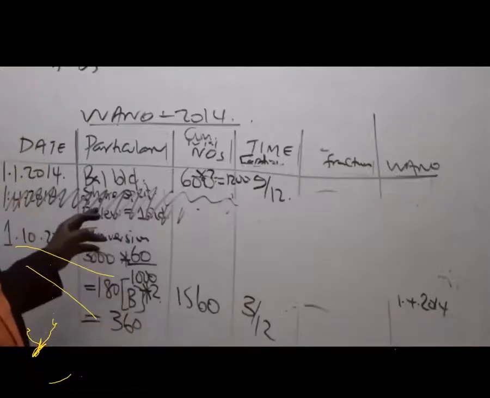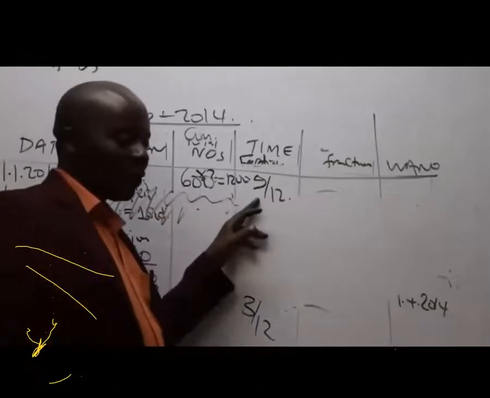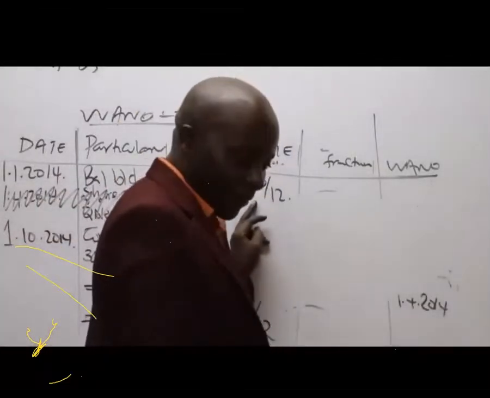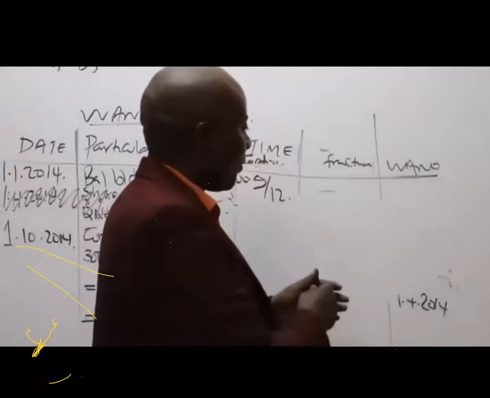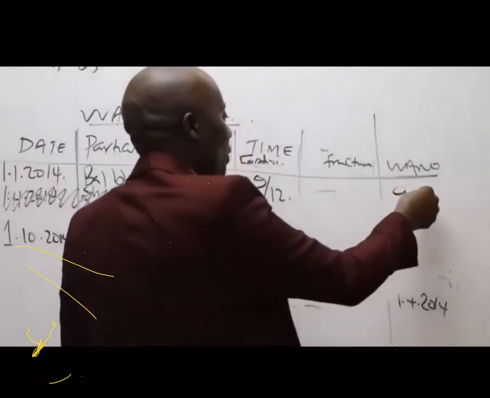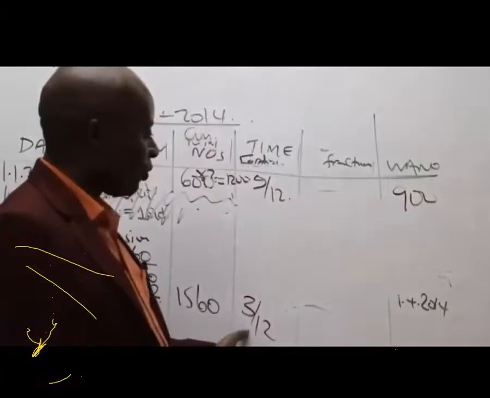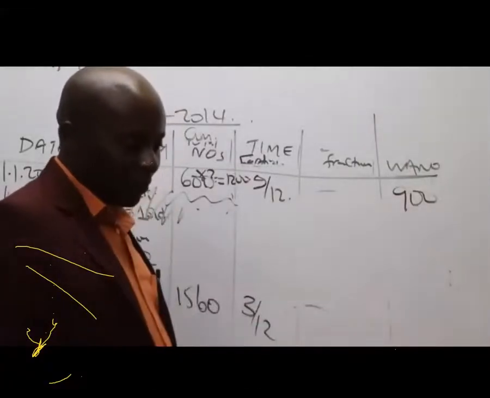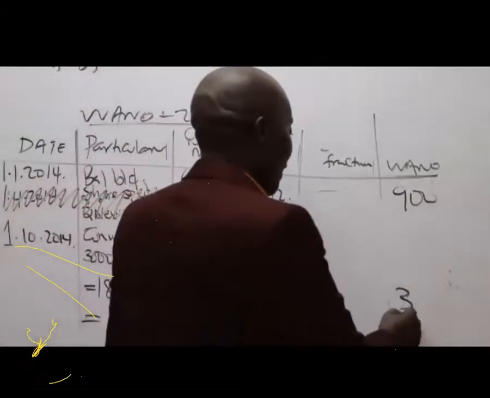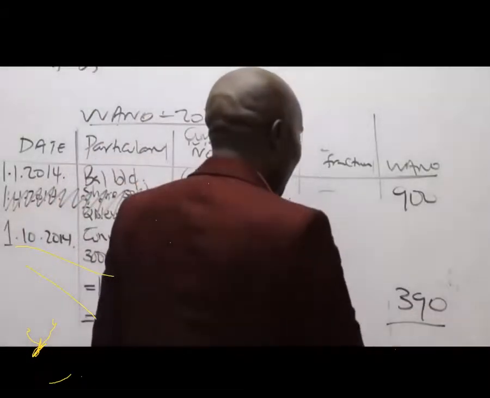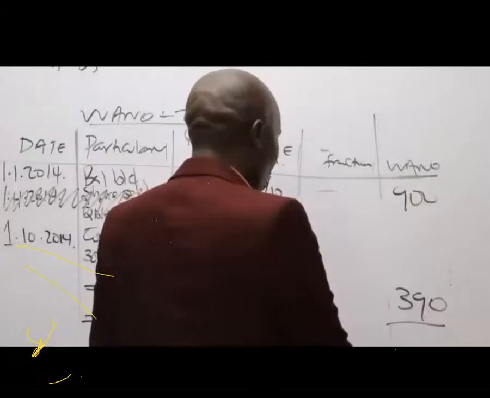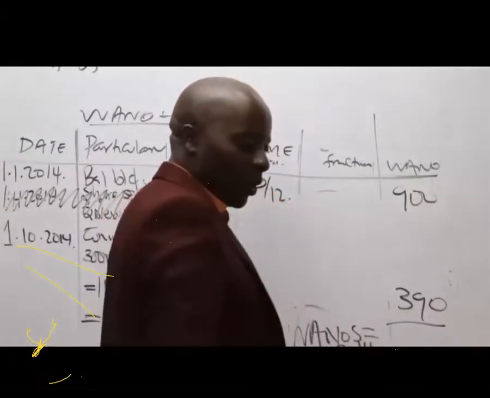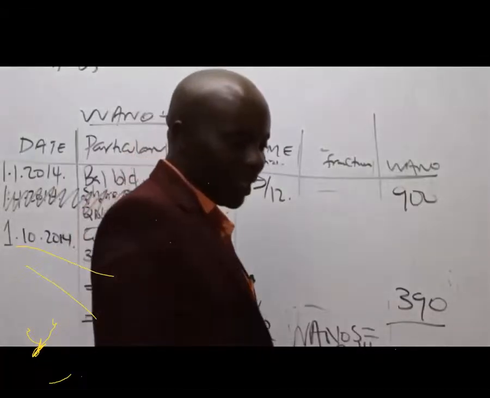Okay. So then what do we have here, somebody? This is 1200 times 9 over 12. You guys are not giving me answers. Why? 900. Thank you very much. How about this one here? 1560 times 3 over 12. This will give me 390. So when you add here, then now you have the one-offs for 2014.